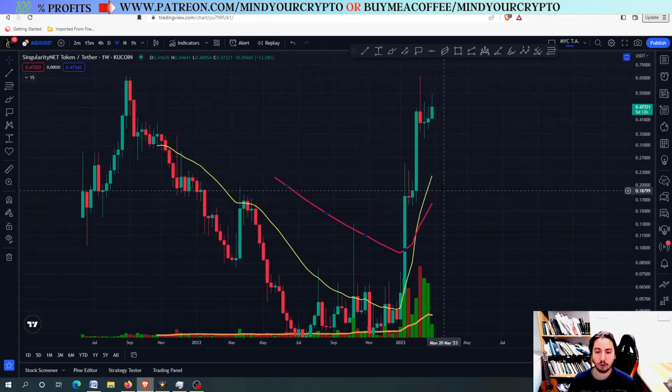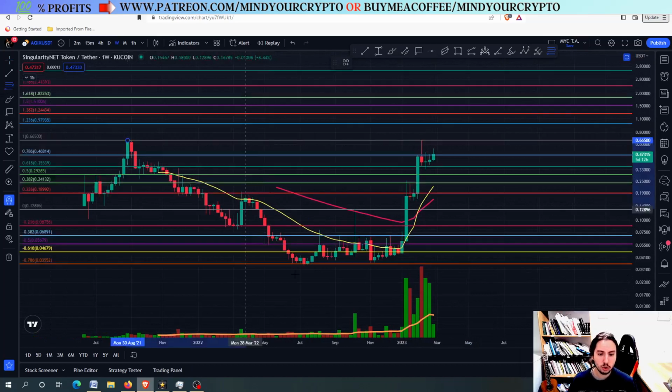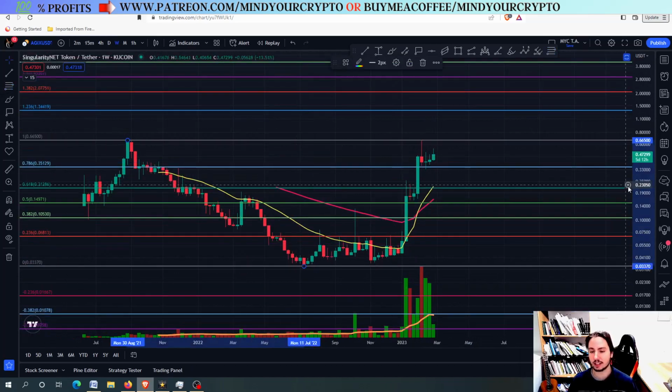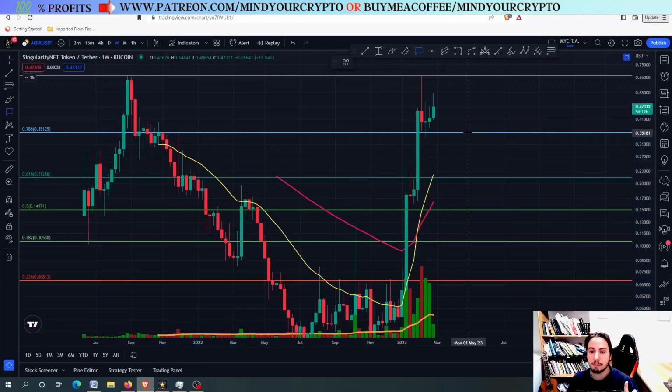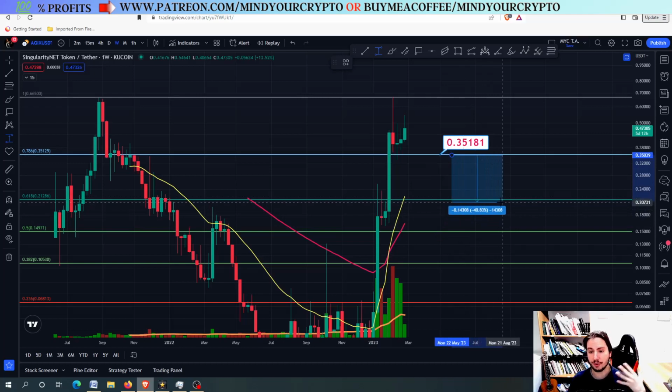I'm going to remove all the drawings, okay? I think you have the targets in your mind right now. The most important line out of everything is the 0.35. The 0.37 was for the short term. The 0.35 right now is for the mid term. Closing below this line right here, we are going to fall down further. Minus 40% could be the case that we go down, right?